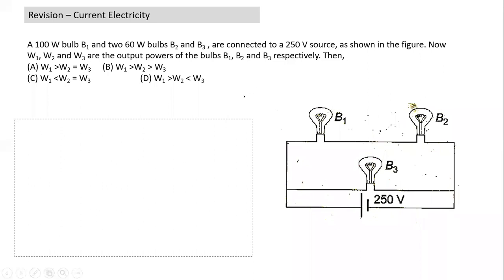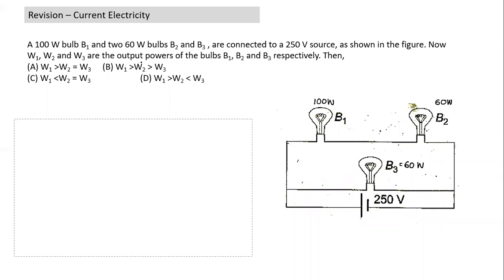Okay, so I'll continue from the previous session. This is about power consumption. So what is given here? B1 is a 100-watt bulb. So let's mark this one as a 100-watt bulb, and B2 and B3 are both 60-watt bulbs. This is a 60-watt bulb, and the other one also is a 60-watt bulb. Question is, what is the order?